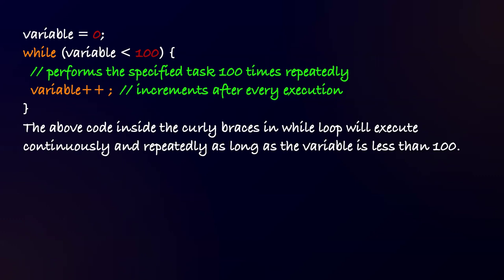This is what we mean by this syntax. The above code inside the curly braces in the while loop will execute continuously and repeatedly as long as variable is less than 100. So until and unless the variable touches 100, it will keep on repeating itself. And that is how it is executed. I hope you understood what I'm trying to say.